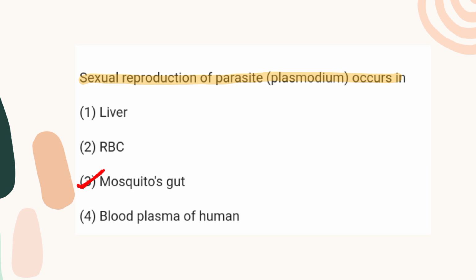Sexual reproduction is nothing but the fertilization of the male and female gamete. The male and female gamete as individuals are present in the human blood, but when taken up by a healthy mosquito, the fertilization takes place in the mosquito's gut. I told you previously, this was a previous year question. Okay, let's look on to the next question.